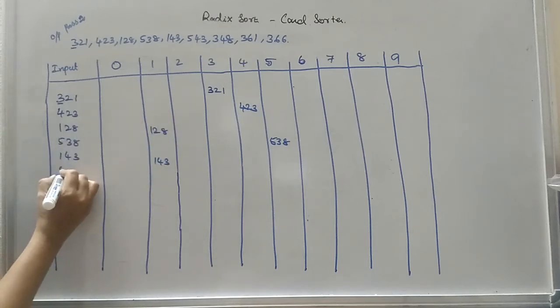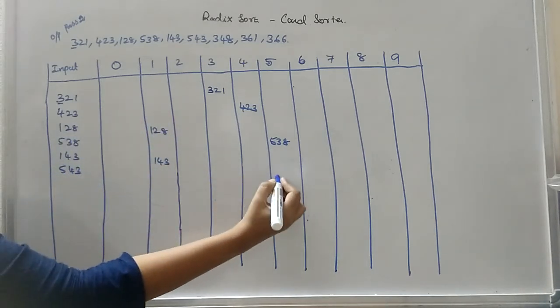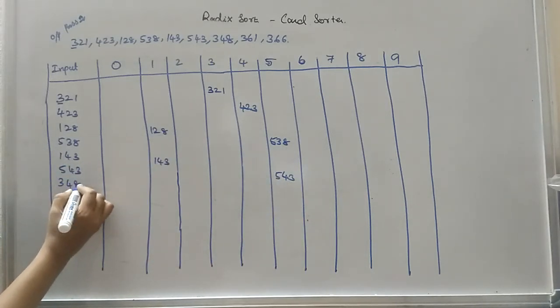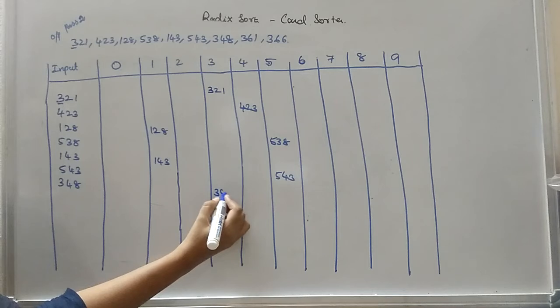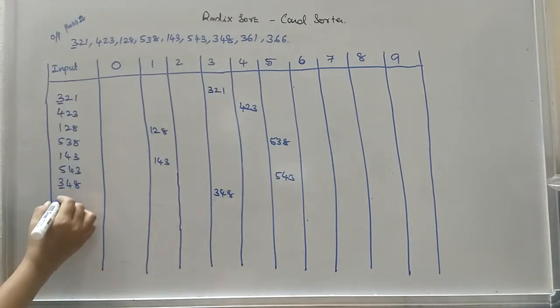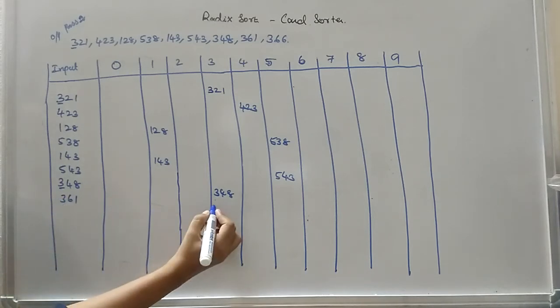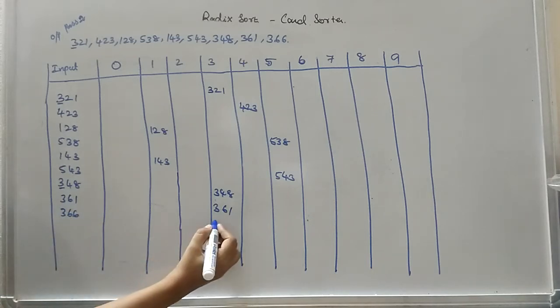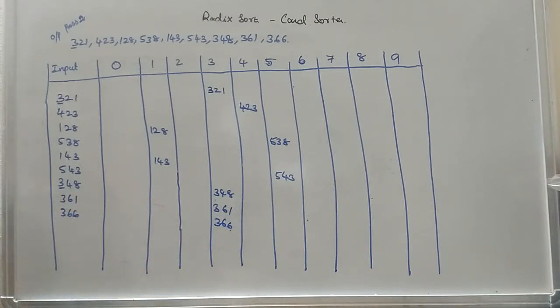So here then 543. 348, I can write it here since the third digit is 3. Okay, and then 361, then 366. I can write it here. Okay, yes. Now the output for the pass 3 is, so I have to write it here.